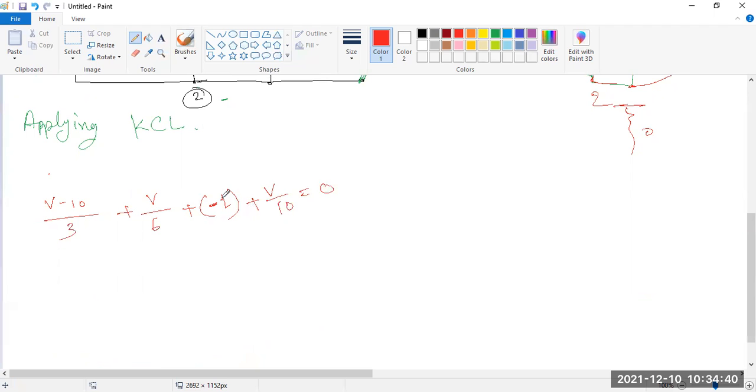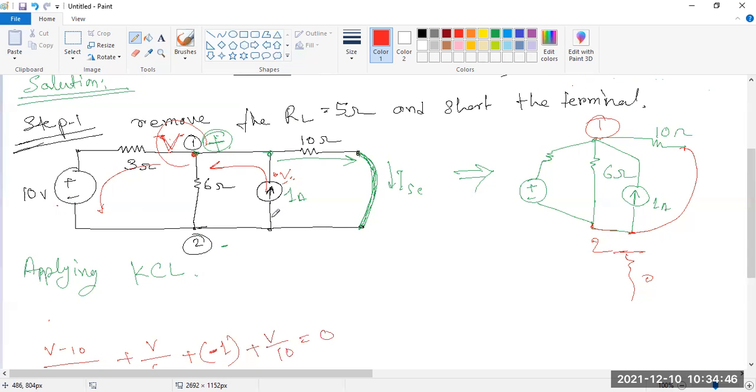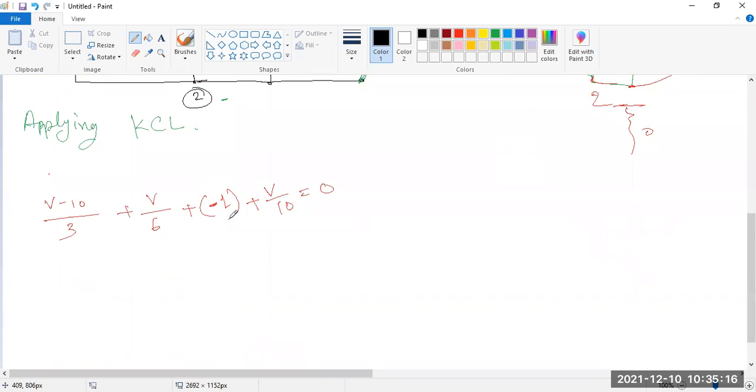So the only incoming current is 1 ampere, and the others we assume to be outgoing currents. This current is coming, this one is also coming, and this one too, but only this current will be the incoming current. The summation of all currents at a node is 0; that is called the KCL. So this is our first equation.